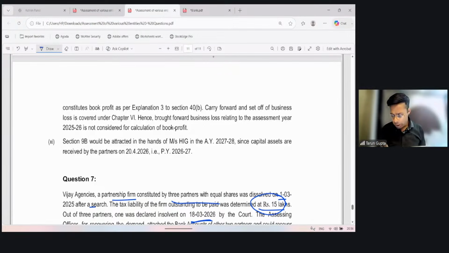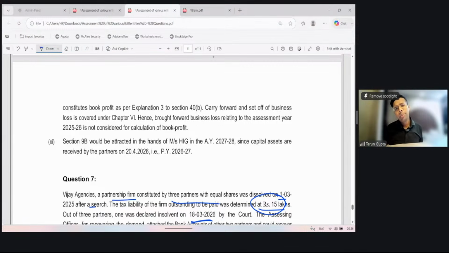Okay. Any query from today's session? The purpose of today's session was that you revise these concepts, and if there's any gap in understanding, you get the understanding as well.